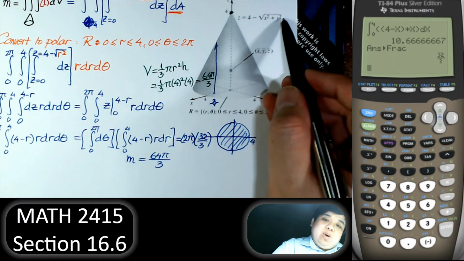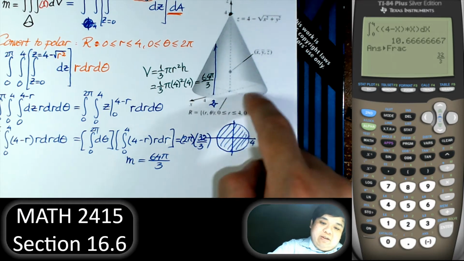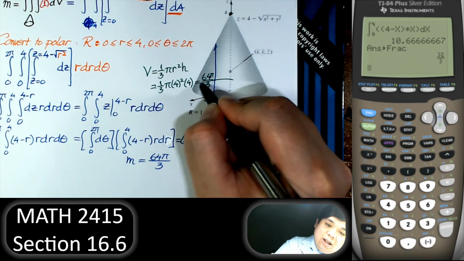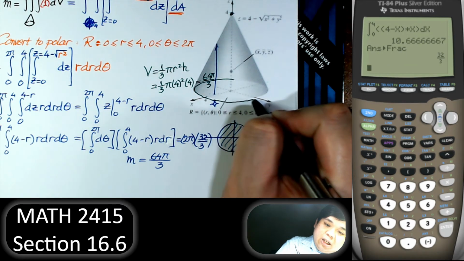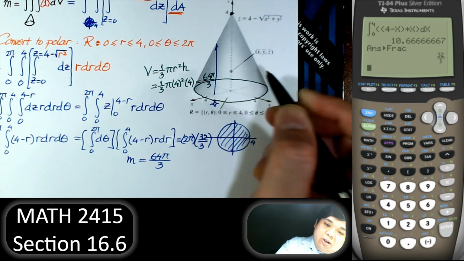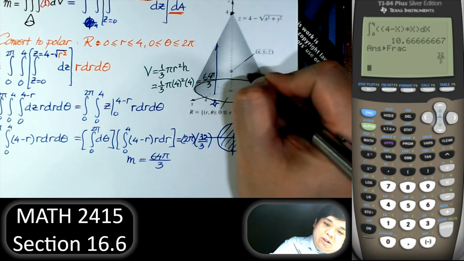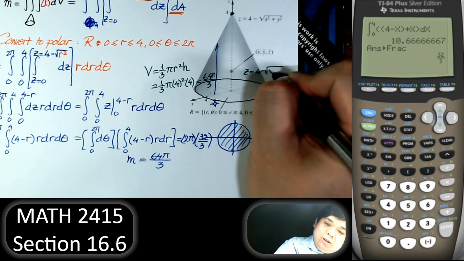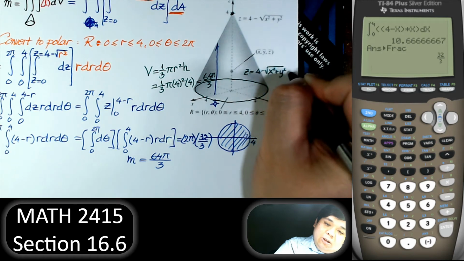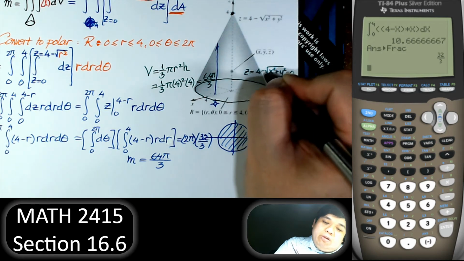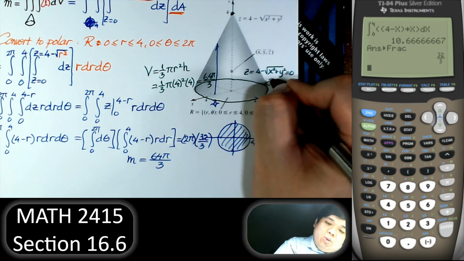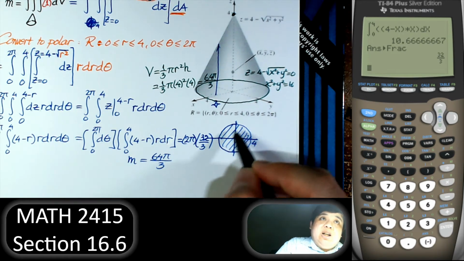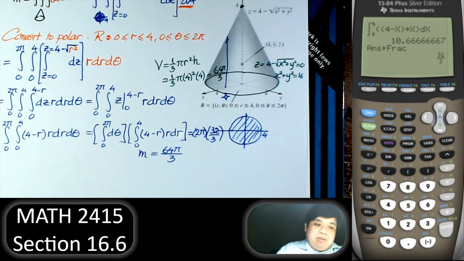When we make this equal to 0, we have the base. The base of the cone is where z equals 0. So that equals 0. Move the 4 over and square both sides. We have x squared plus y squared equal to 16, which is the disk of radius 4. Anyway, we have the mass.